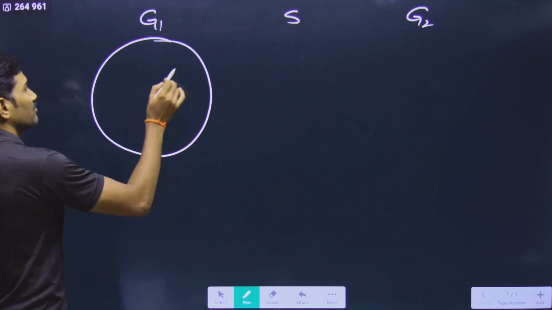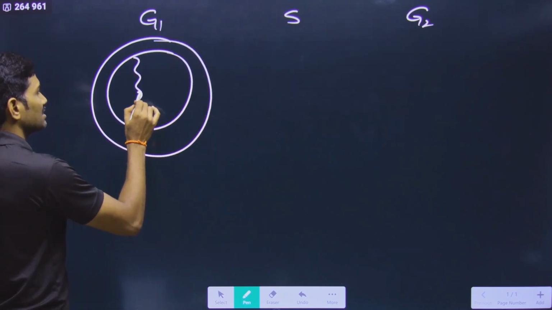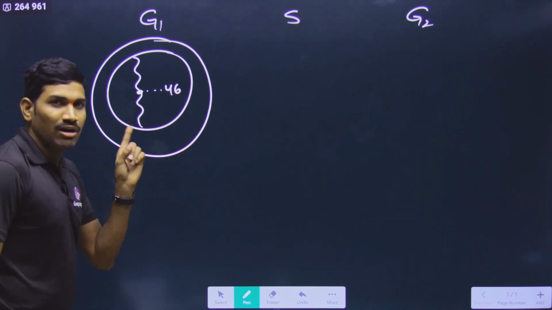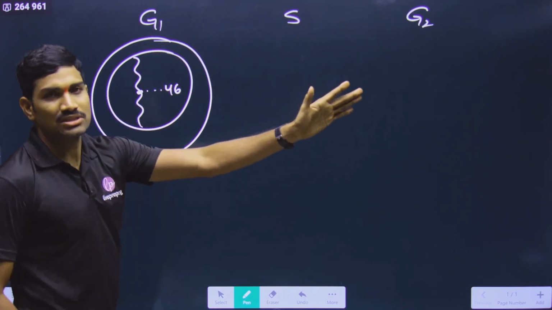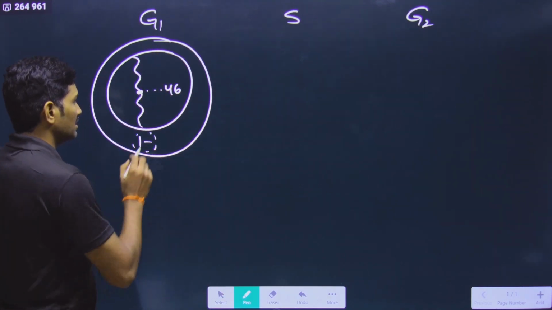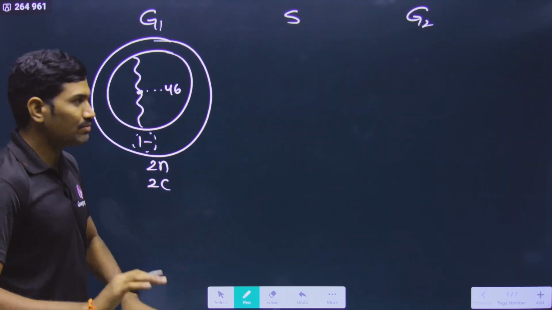In the case of the G1 phase, the nuclear membrane is present, and single thread-like structures are present, 46 in human. All our diagrams are with respect to a human diploid cell, right? So with that we are starting. A single centrosome is present here. So here it is 2N and 2C. This is what we have studied.